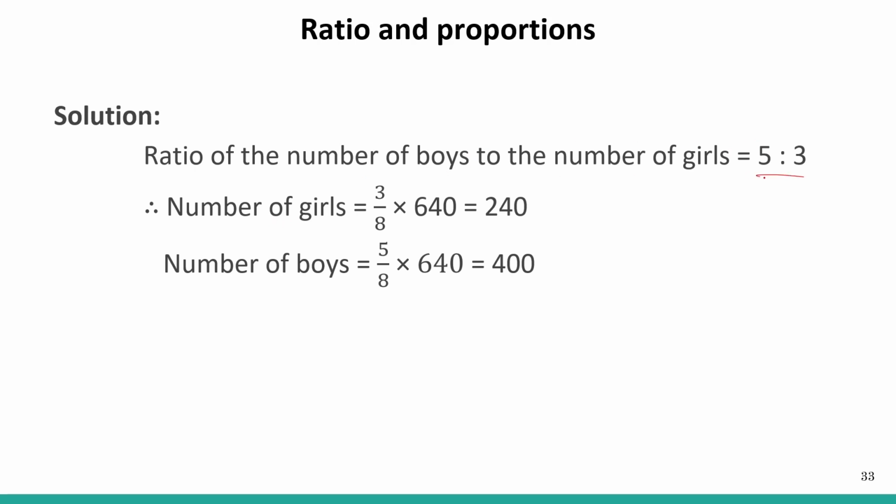Given that the ratio of boys to girls is 5:3, the number of girls is equal to what? 3/8 into 640. That will be 240, because this will be 80. So this becomes 240. The number of boys is 5/8 into 640. So this is again 80, and this becomes 400. So 400 is the number of boys in the classroom and the number of girls is 240.